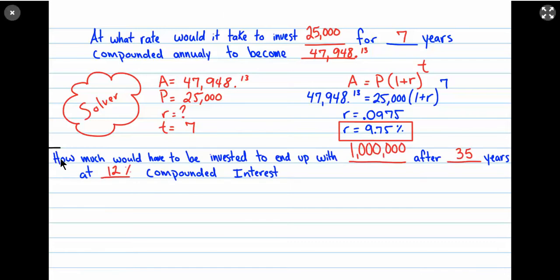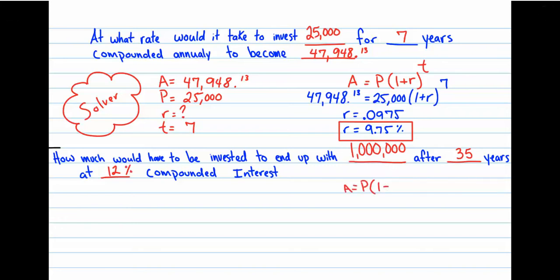So now I'm asking, how much would have to be invested to end up with 1 million after 35 years at 12% compounded interest? So the $1 million question, okay? There's lots of different ways to become a millionaire. You could do it monthly, yearly, how much you want to put away. But for this scenario, it's if you put in a certain amount right now, how much from right now to 35 years later would you have to get a million? Okay, so my keyword is again compounded.